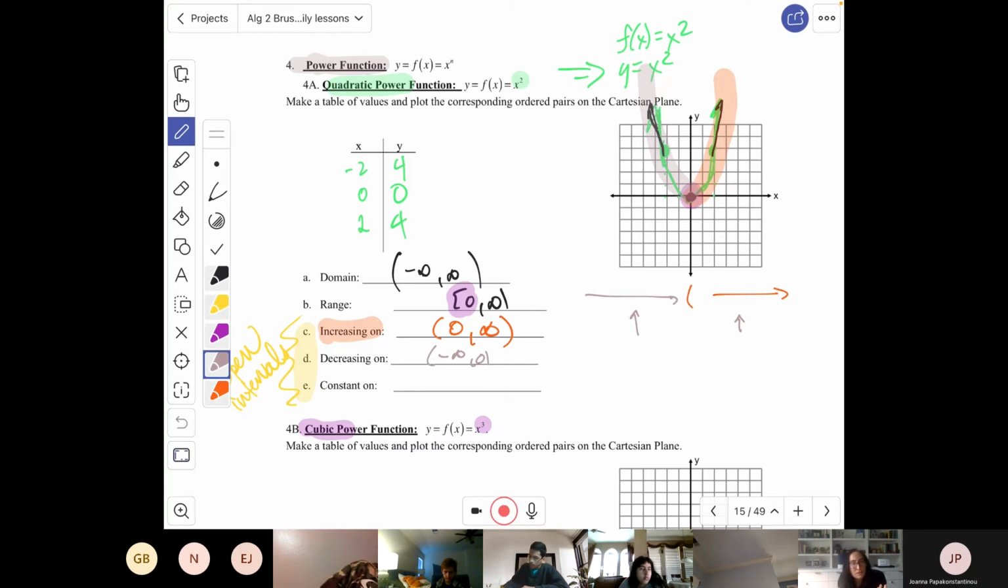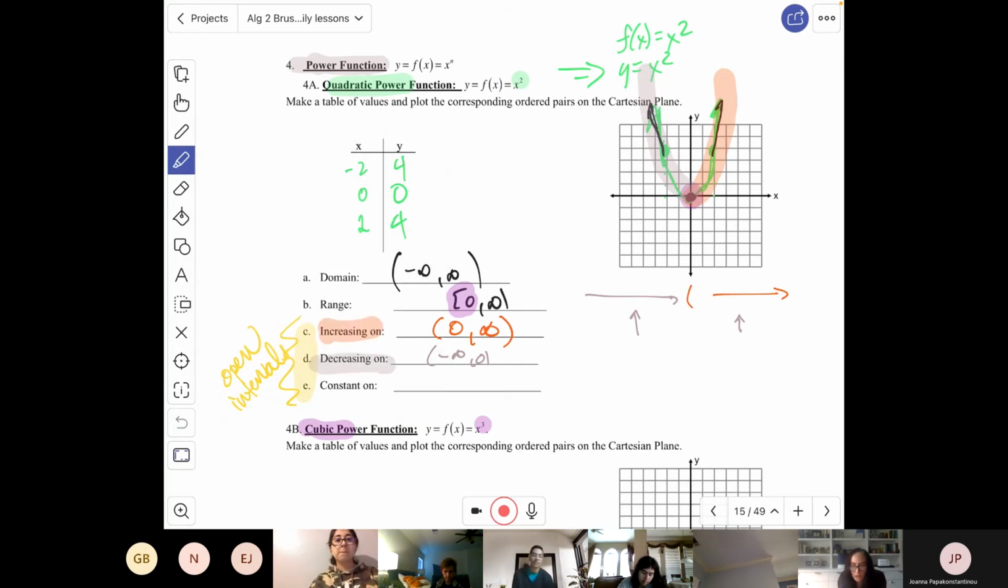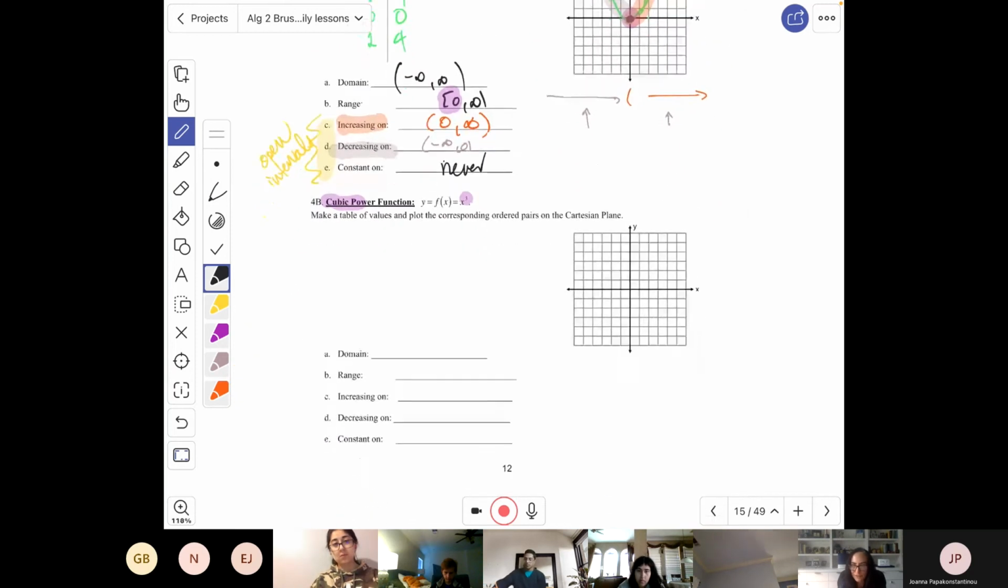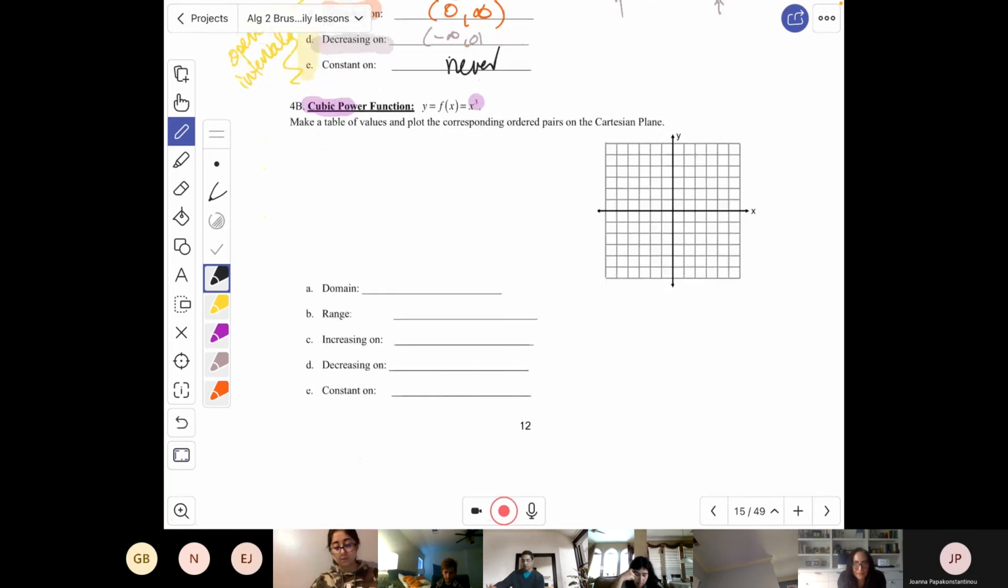Is it ever constant? Is this function ever constant? Is there ever any horizontal? No, never. Good. All right, do we know what the cubic function, parent function looks like? Do we know that off the top? Can anybody describe that? Do you remember that from Algebra 2?